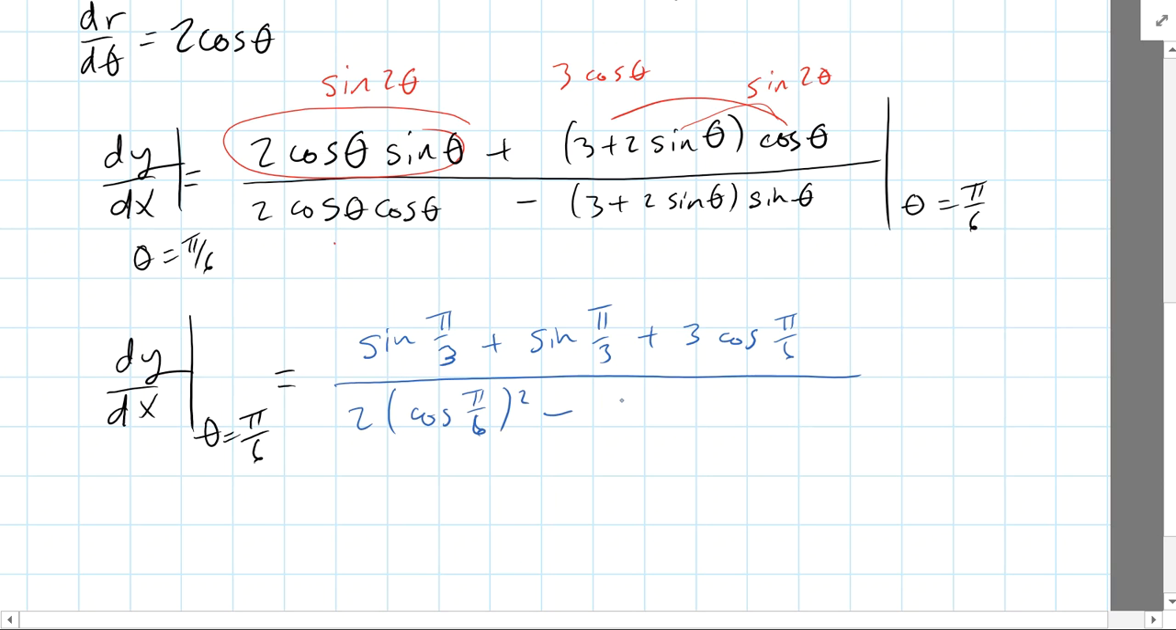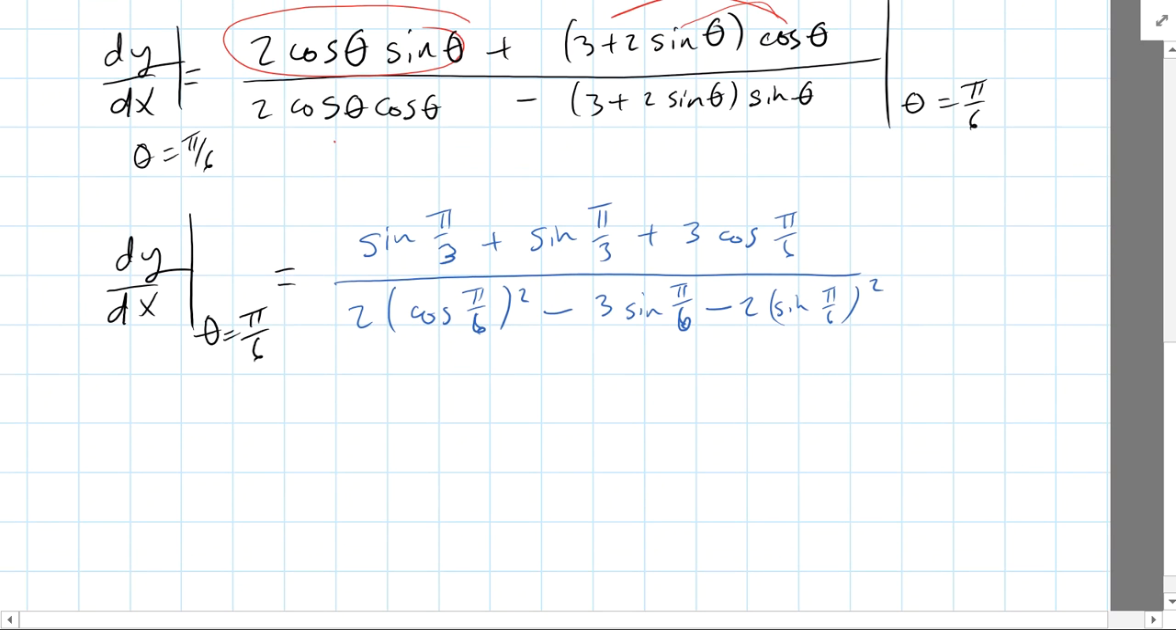And then it's minus, and then if I distribute, it's going to be minus a 3 sine of pi over 6. Minus, and then if I do that, it's going to be a 2 sine of pi over 6, all that squared. Right? So let's see what that gives us.